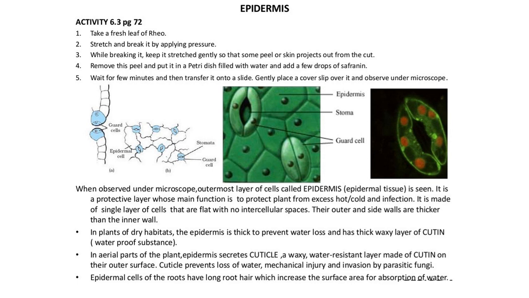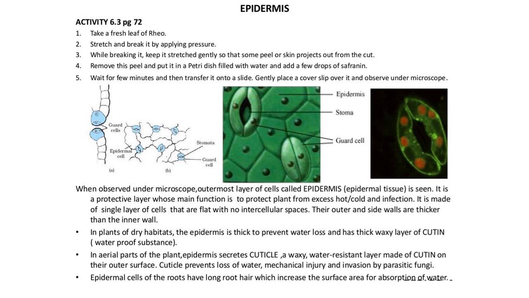It is a protective layer whose main function is to protect plants from excess heat, cold and infections also. It is made up of a single layer of cells that are flat with no intercellular spaces. Their outer side walls are thicker than the inner walls. In plants which live in dry habitats, this epidermis is thick so that it can prevent water loss, and it also has a thick waxy layer of cutin over it. Cutin is basically a waterproof substance.